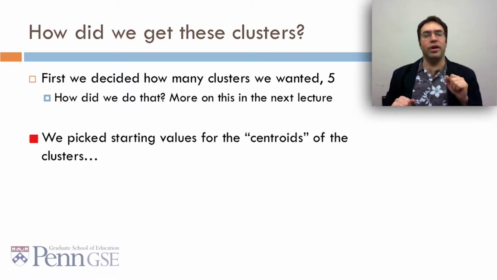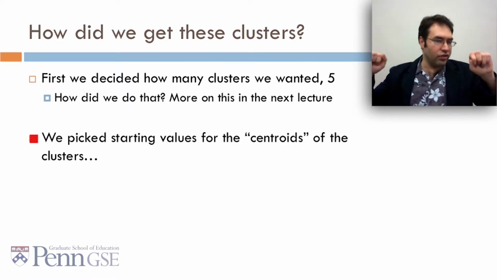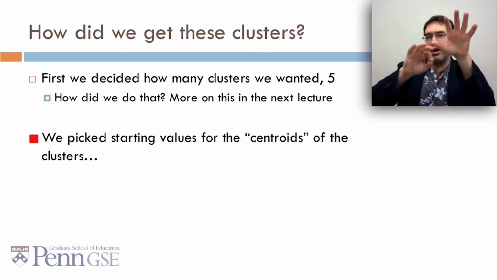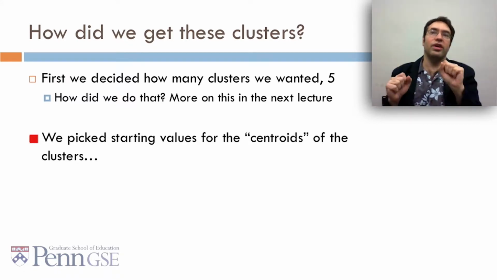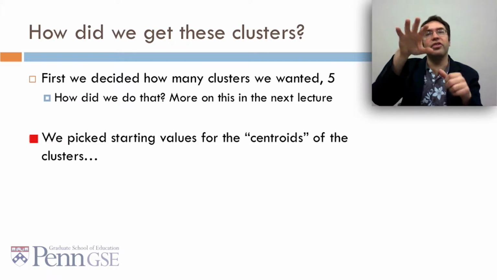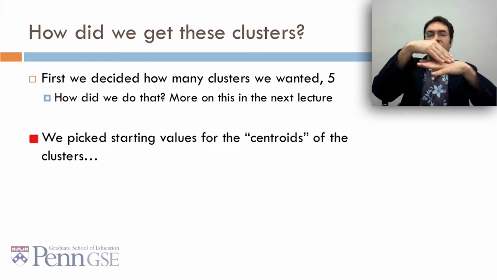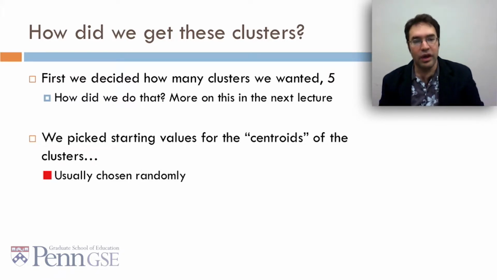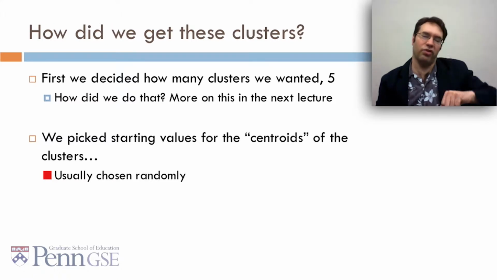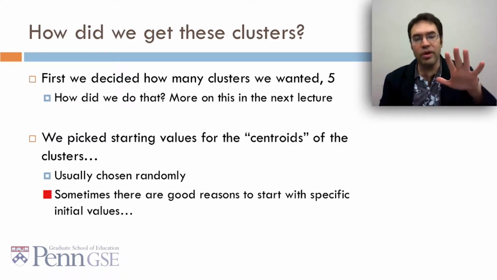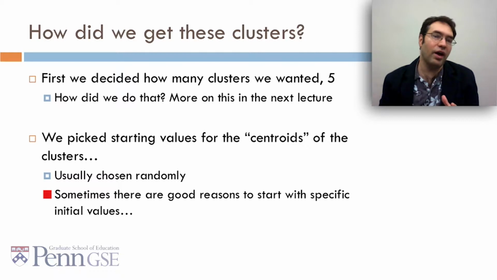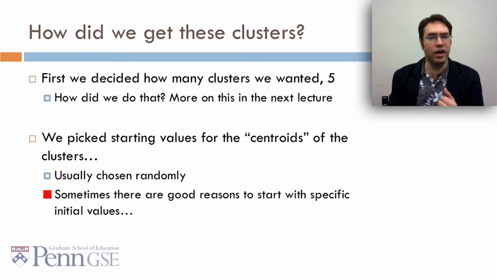After we had 5, we picked starting values for the centroids of the clusters. You remember those points we had, the green point and the purple point? Those are centroids. They represent the center of the space, although in fact they're not the perfect center because other spaces can impinge on it. Usually these centroids are chosen randomly to start, and then we try to find better centroids using the algorithm. Sometimes there are good reasons to start with specific initial values. For example, clusters from a different data set might provide values you want to start with in a new data set, but typically they're chosen randomly.